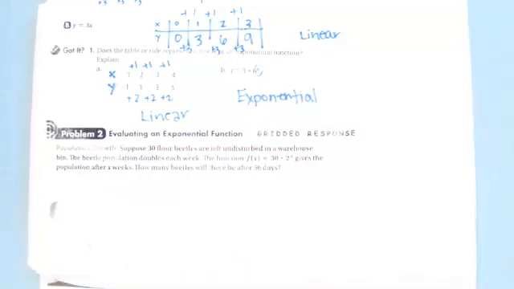Okay, so suppose 30, now that we know that, it is what it is. Suppose 30 flour beetles are left undisturbed in a warehouse bin. So there's flour in a warehouse, right? Big amounts of flour. And there's 30 beetles in that flour that you're going to use to make your bread with, okay? The beetle population, all right, bugs multiply usually quickly, don't they? Doubles each week, okay? The function f of x equals 30 times 2 to the x power gives the population after x weeks of that flour sitting in the warehouse.